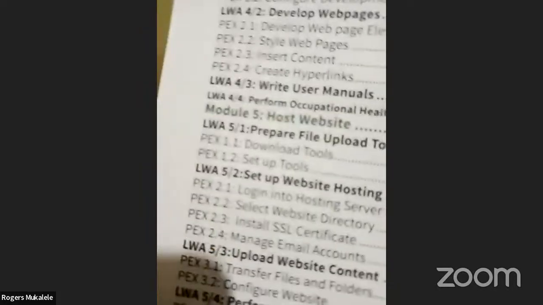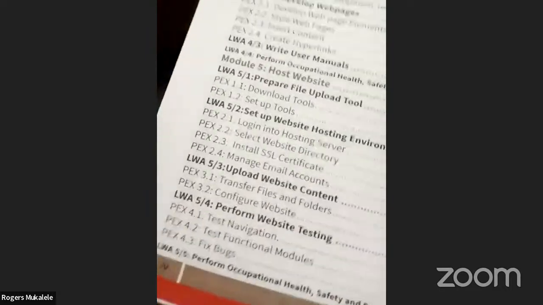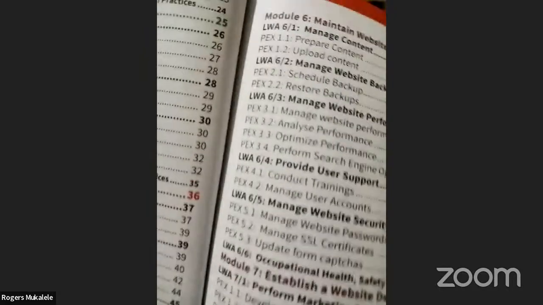Then we also looked at hosting a website, and I tasked members to host their websites and gave each member a subdomain. You cannot call yourself a web developer when the website ends on your laptop. Your website must see the web. That means it must go online. So you should know how to transfer files and upload them onto the website. Now, when you put a website online, that's not the end. A website has to be maintained.